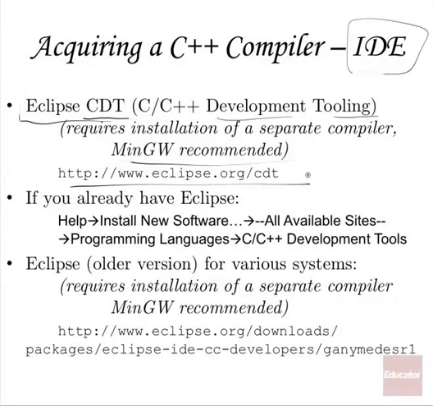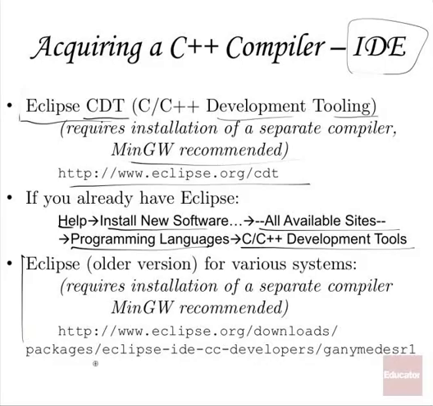If you already have Eclipse, because you've been using Java or something else, you can go to the Help menu, install new software, select all available sites. Now, if you've never done this before, it may take a little while, because it will go to the Eclipse website and download all available sites. So give it a couple minutes. Once it's been populated, select programming languages, and then select C++ development tools, click OK, everything else, and you'll get the CDT downloaded and added to your existing Eclipse setup.